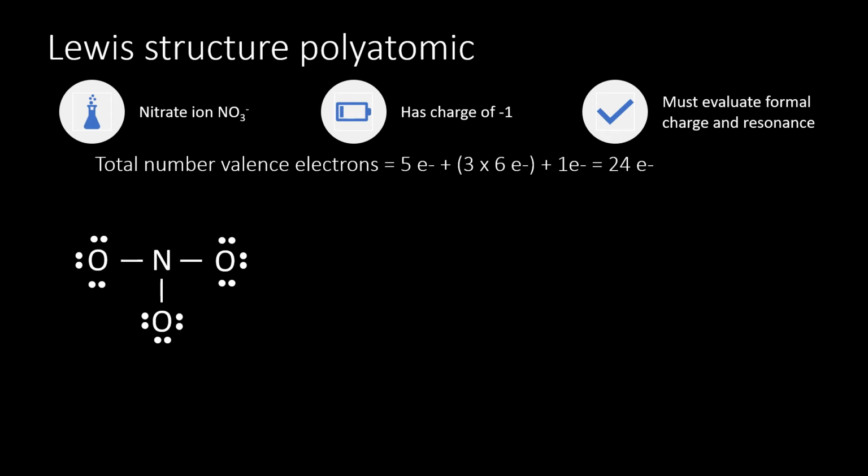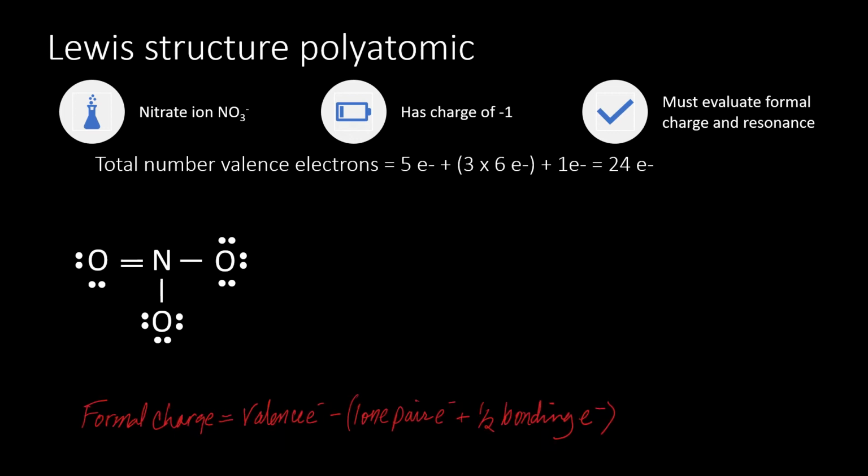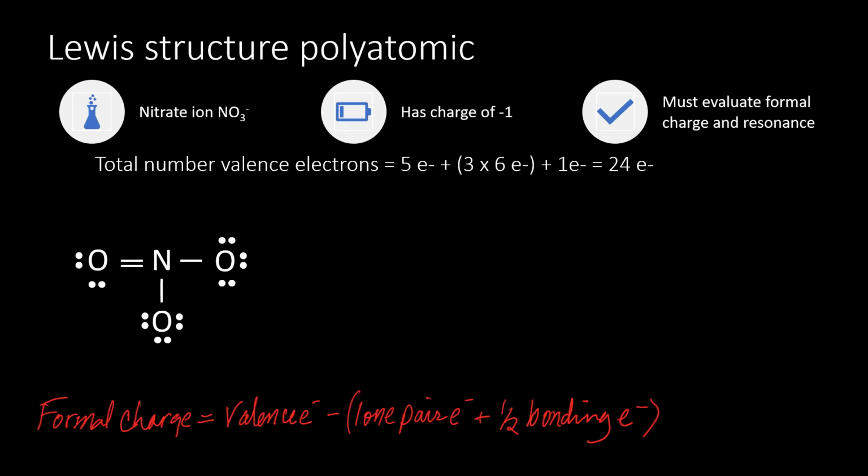We do have a problem, however, with this Lewis structure. We do not have an octet around nitrogen. We will do the same as we did in the example of carbon dioxide. We will take a lone pair and transform it into a bond. This gives us a double bond connecting nitrogen to oxygen. Now nitrogen does have an octet around it, as do all these oxygens. So this is a good Lewis structure, but we need to evaluate formal charge using a fairly simple formula.